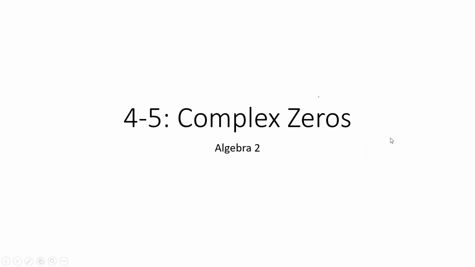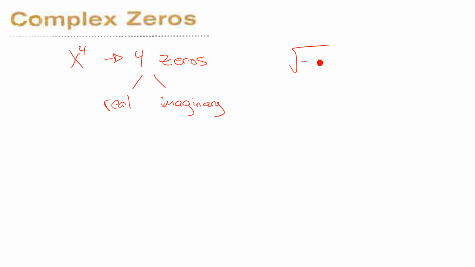All right, let's get started with 4-5 complex zeros. So complex zeros. We've learned so far that if we have an x to the fourth problem, we can have 4 zeros. And up till now, all of them have been real zeros. But what we're going to find out is that these can be split up into real zeros or imaginary zeros. So we need to go back and remember what an imaginary number is, something like the square root of negative 25, which would be 5i, right?